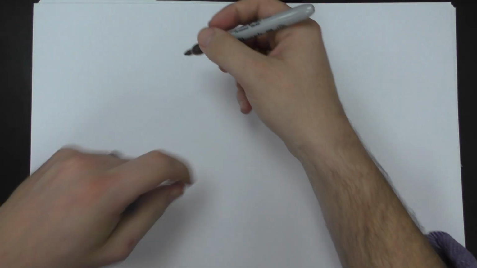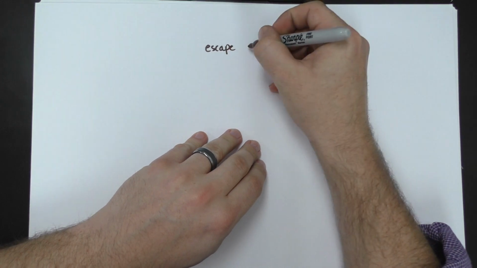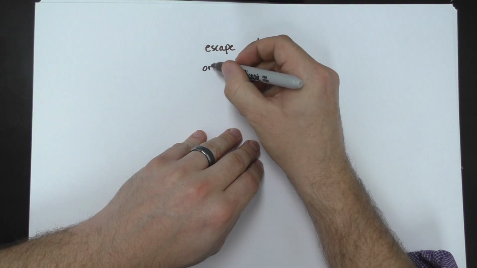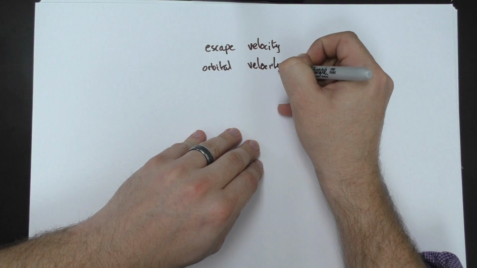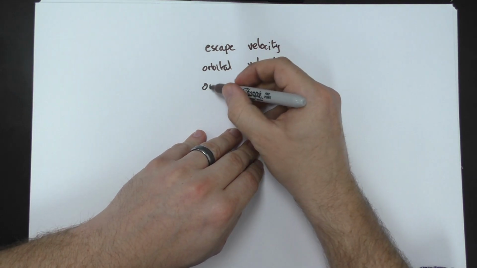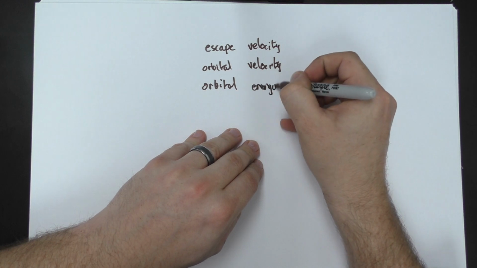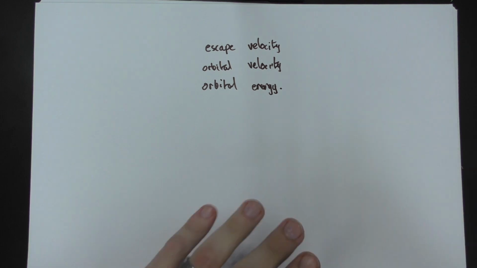Right, in this video we're going to talk about some of the other equations that might come up as a result of fields. So one of them is escape velocity, and the other is orbital velocity, and we'll probably talk about orbital energy as well. Those are the three things we're going to talk about in this video. So we'll start off with escape velocity.